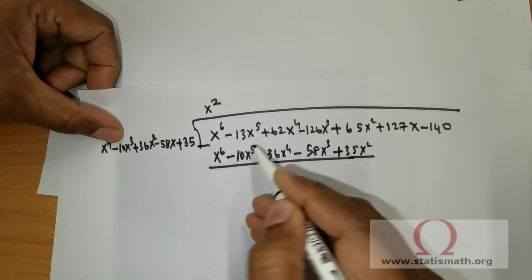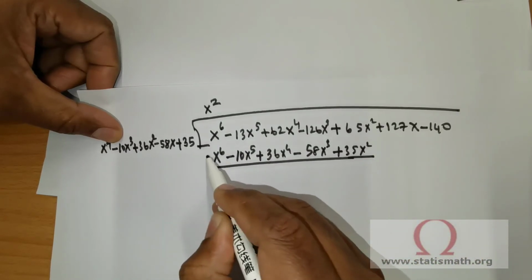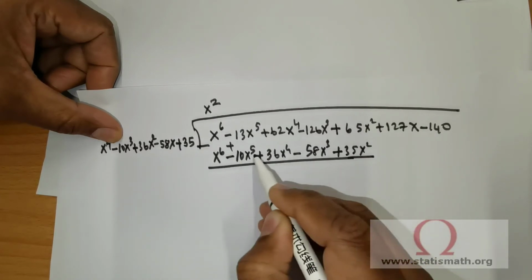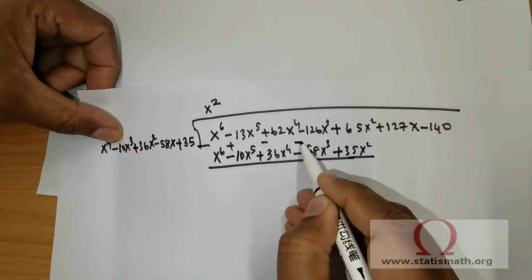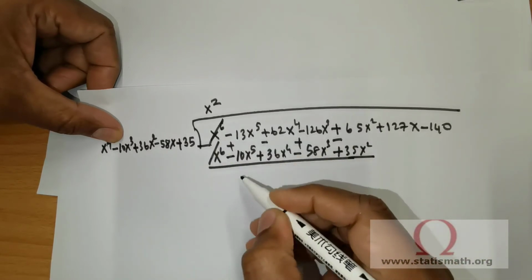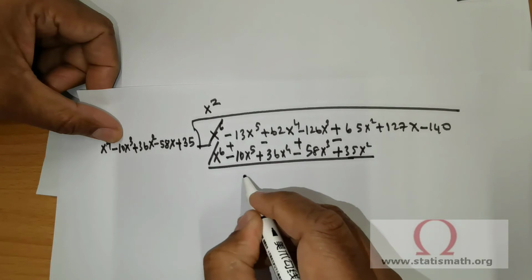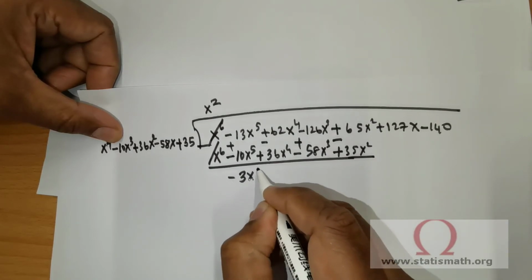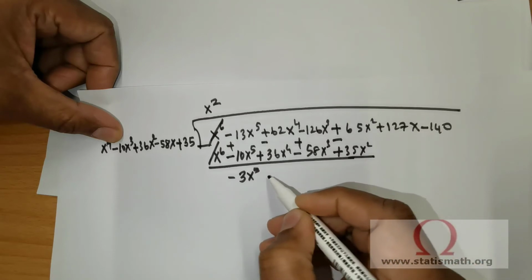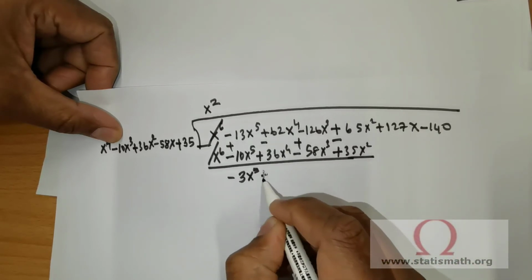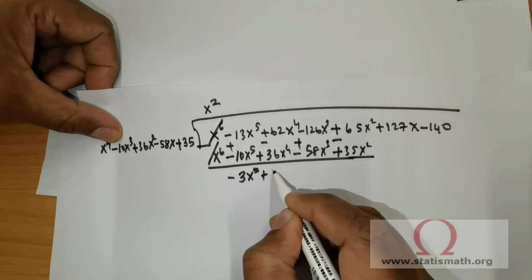So I subtracted, changing the sign. It's positive here, so I place a negative sign. Negative here, I place positive. Positive, negative, negative, positive, positive, negative. So they are cancelled. So if I were to add it, I would get negative 3 times x to the power 5 there, followed by positive 26.